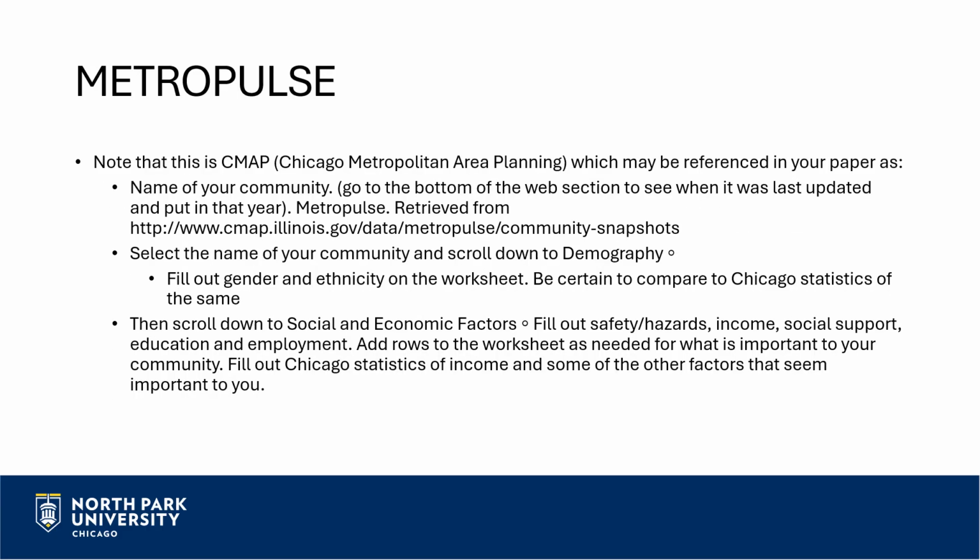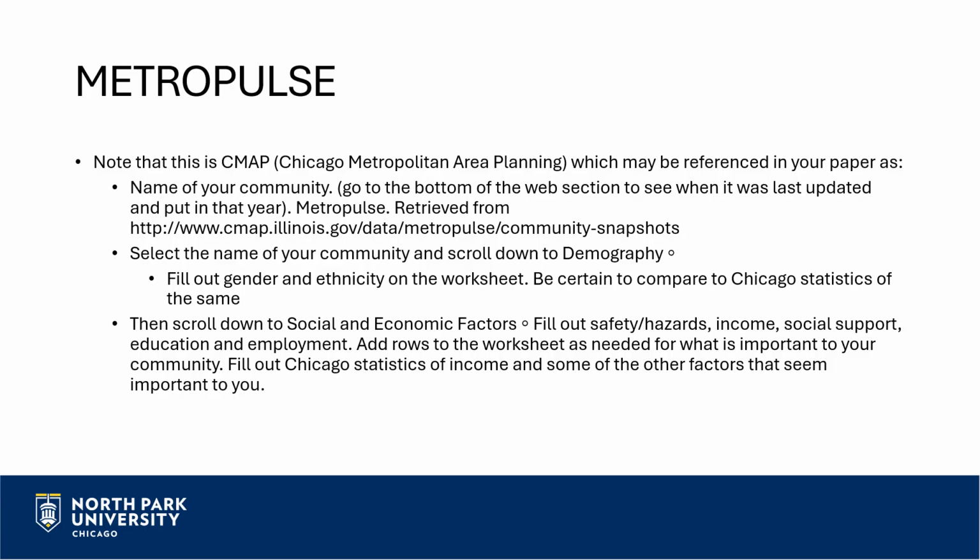Metropulse. So note that this is CMAP, the Chicago Metropolitan Area Planning, and it can be referenced in your paper as the name of your community. And the one error that's here is APA, we do not use retrieved from anymore, so remove that. Select the name of your community and scroll down to demography. Fill out the gender and ethnicity on the worksheet and be certain to compare Chicago statistics to the same.